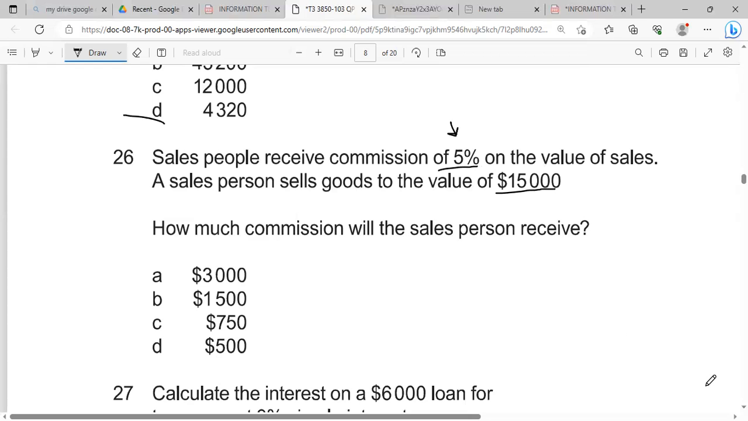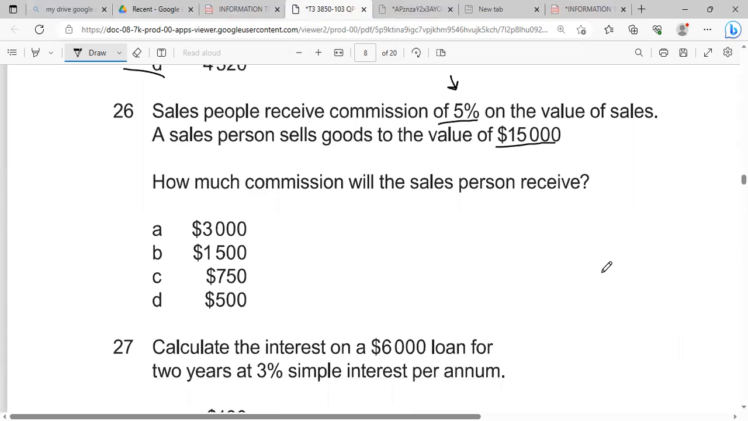Big up to the lady where they give me something to sell by commission. No base pay. All right, let's look at 26.